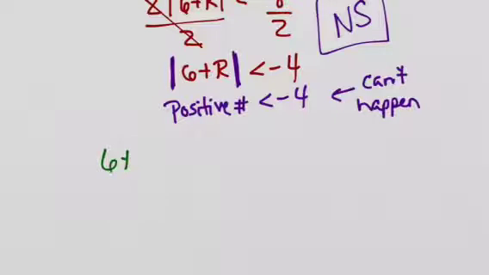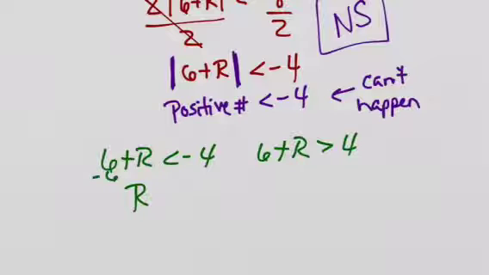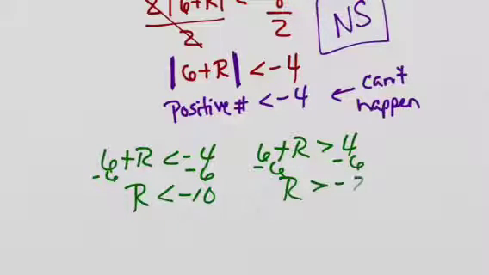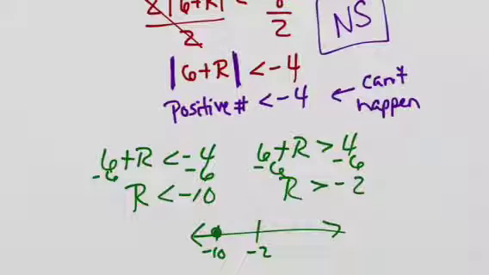I would get 6 plus r is less than negative 4, and 6 plus r is greater than positive 4. When I subtract 6 from both sides, I'd get that r is less than negative 10, and r is greater than negative 2. So on my number line, it would look like this: negative 2, negative 10, and let's see, an open circle. I would get an answer that looks like this, and you guys would be tempted to answer it like that, but look what happens.